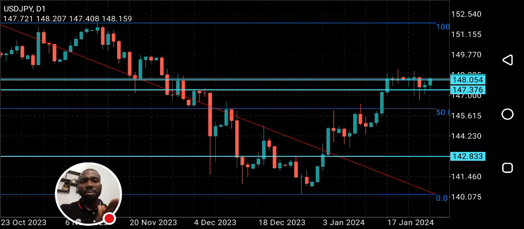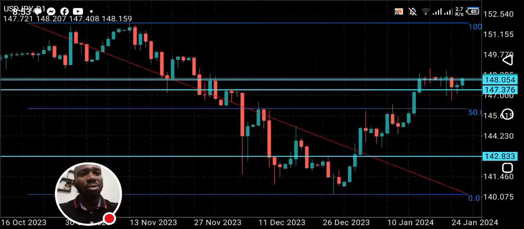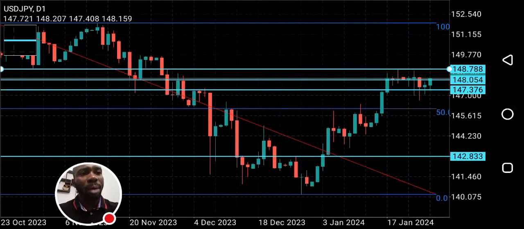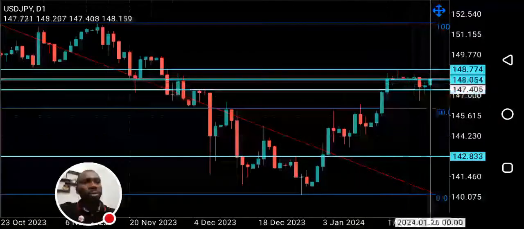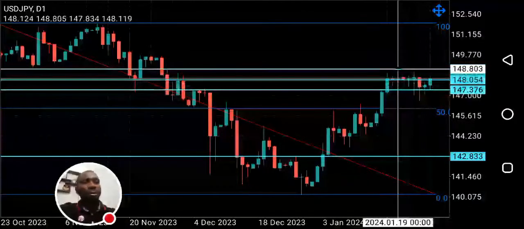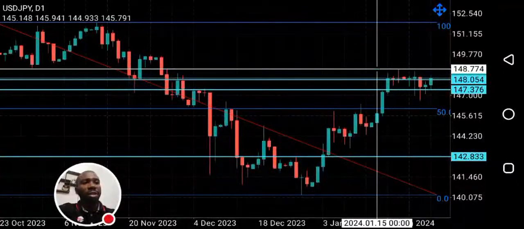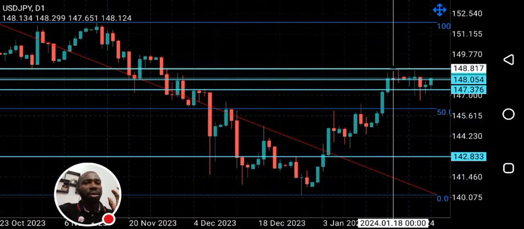Wait for a bearish candle. If you're considering buying, anything that makes a 4-hour or 1-hour candle close above the high of these candles will be a buy for me. If a 4-hour closes above that high, that will be a buy opportunity. So if you want to sell, wait for price to break this support. If you want to buy, wait for price to break the highs of these candles. That's my take on USD JPY.